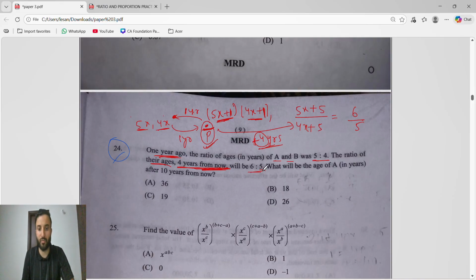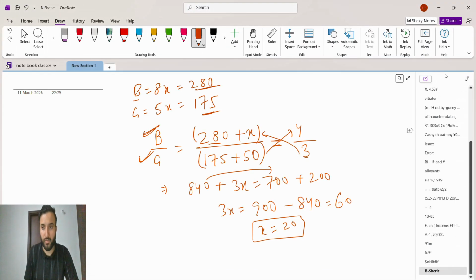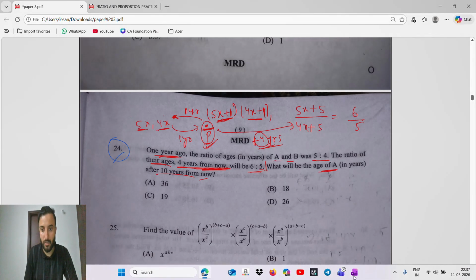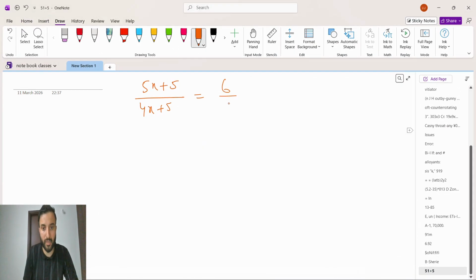Now it is 6:5. What will be the age of A after 10 years from now? So guys, let this statement be like this. First we will find the age of A and B at present. So guys, we know this 5x. See, we got this much: 5x plus 5 divided by 4x plus 5 equals 6 by 5.